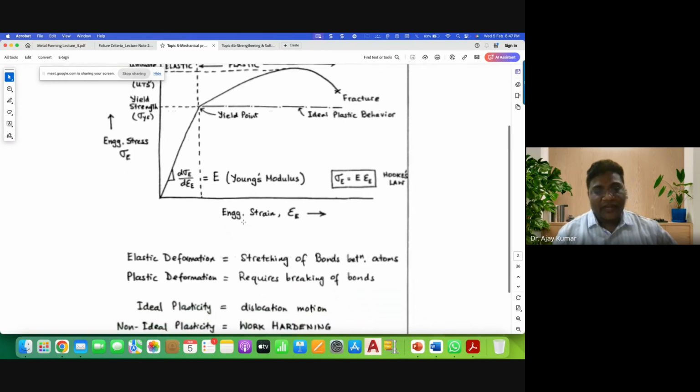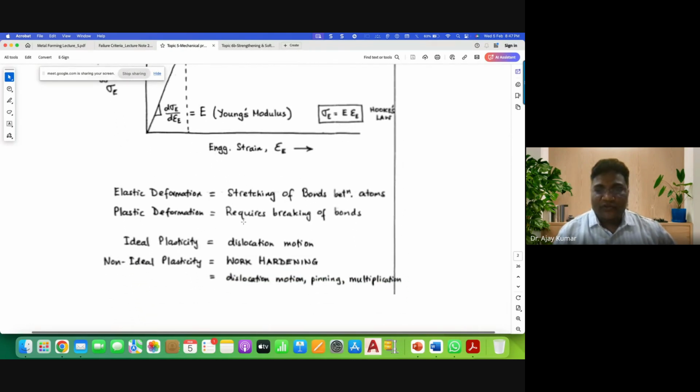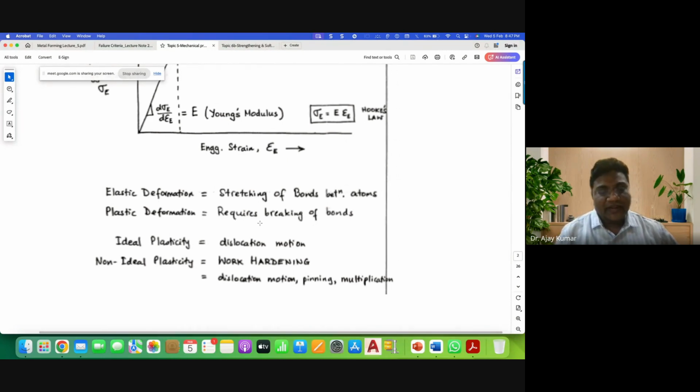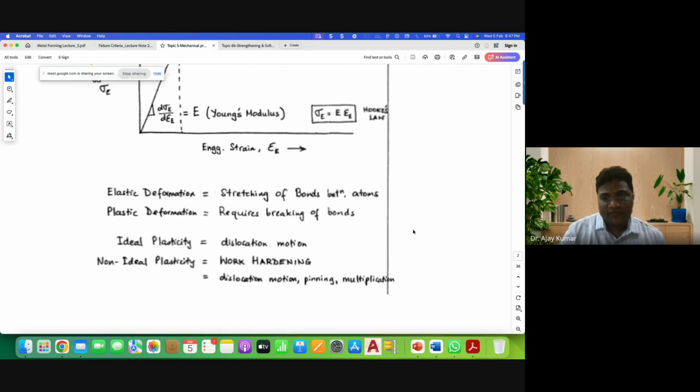So you have to understand the definition of elastic deformation I have explained, and plastic deformation, and then ideal plasticity and non-ideal plasticity. In non-ideal plasticity, I have explained about the strain hardening, where dislocation motion is there, and dislocation multiplication and entanglement are also there. I have shown you the dislocation multiplication mechanism where a lot of dislocation loops will form.